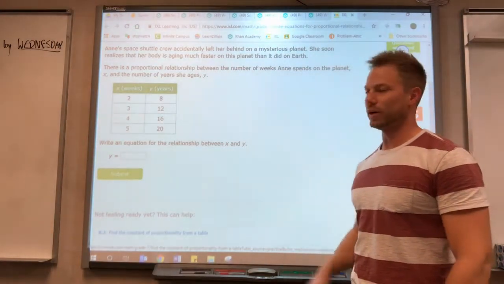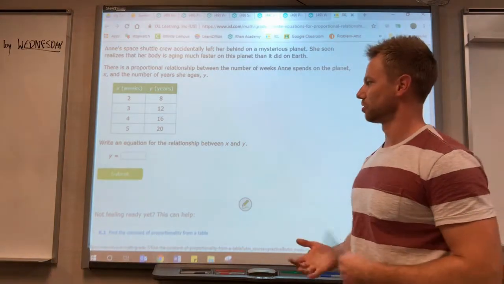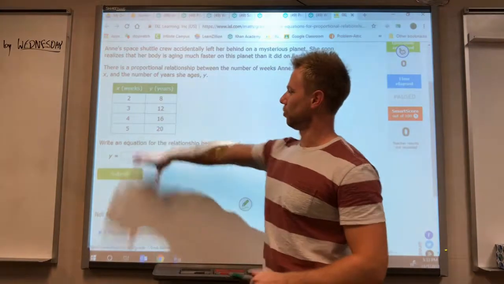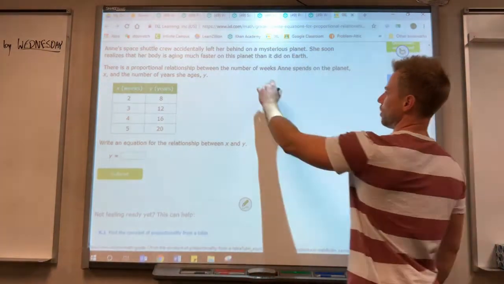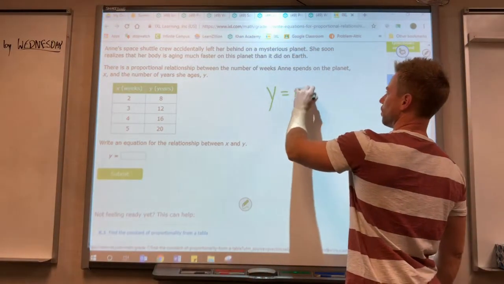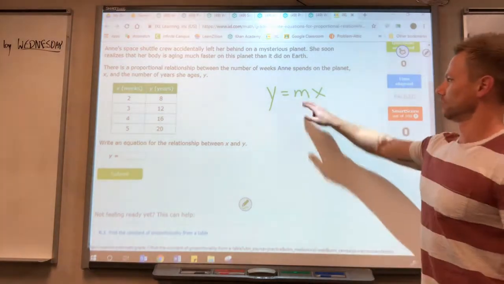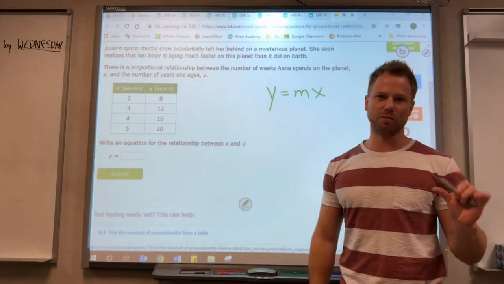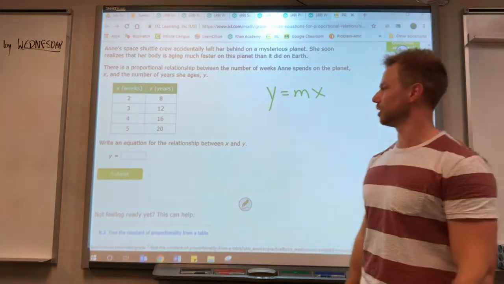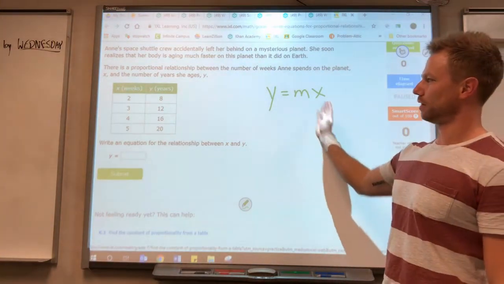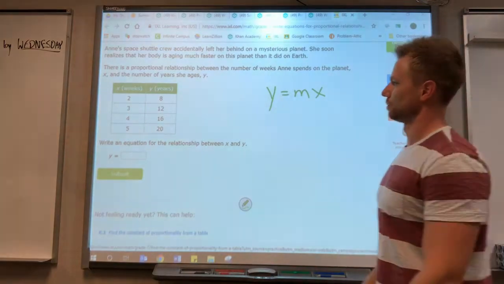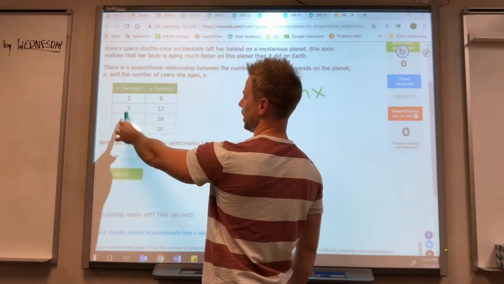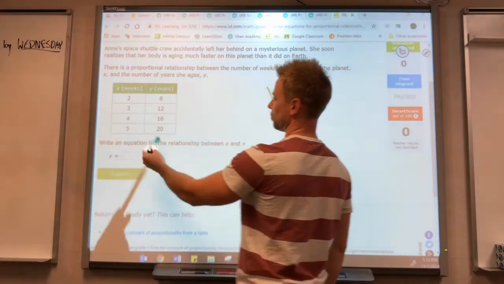practice looking at equations of proportional relationships and also some story problems. So here we have a table. We need to write the equation. Remember that equation is in the form y equals mx. So this is the unit rate or the constant of proportionality. It's called both things, used interchangeably, but it's what are you multiplying the first one by to get the second one, okay? So if we look here, what are we multiplying 2 by to get 8, 3 by to get 12, and so on?